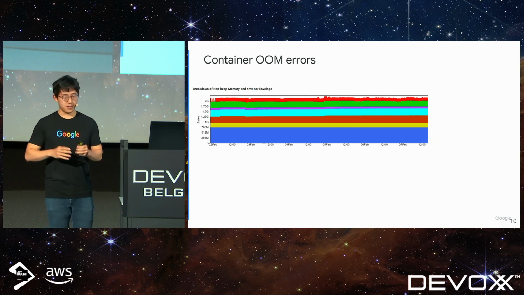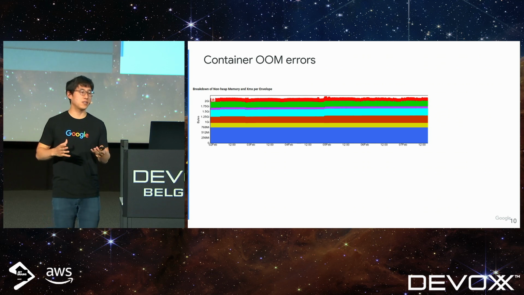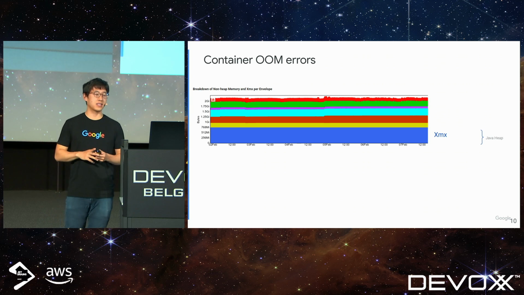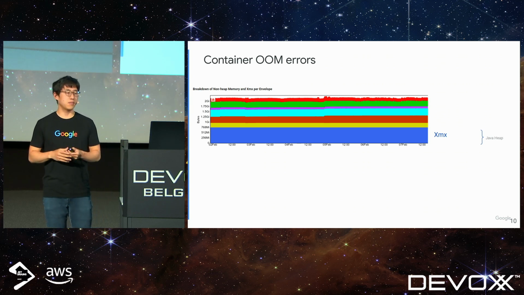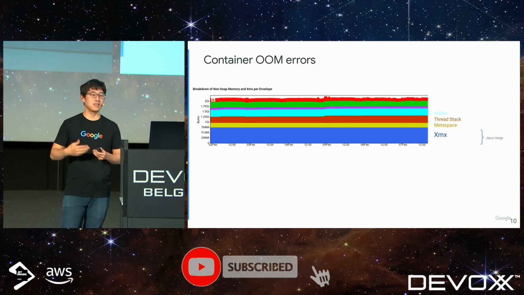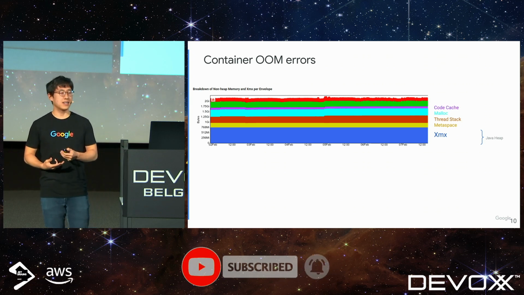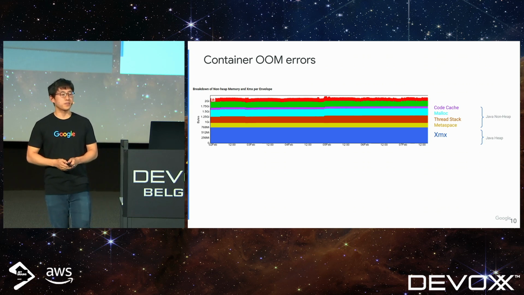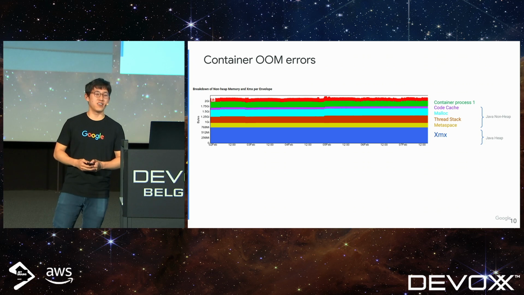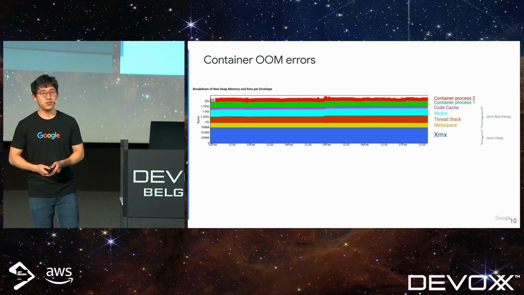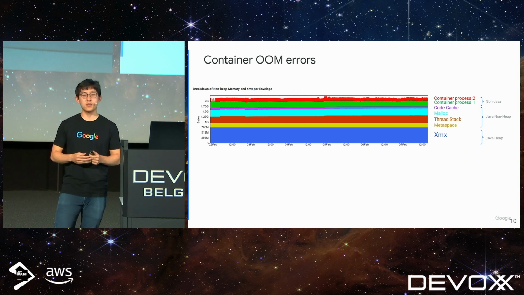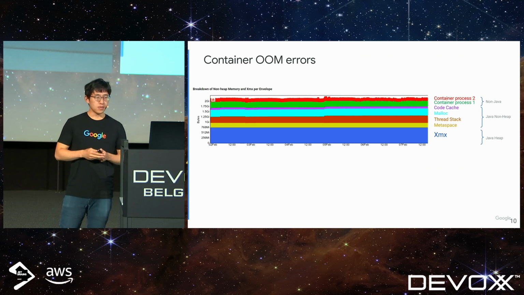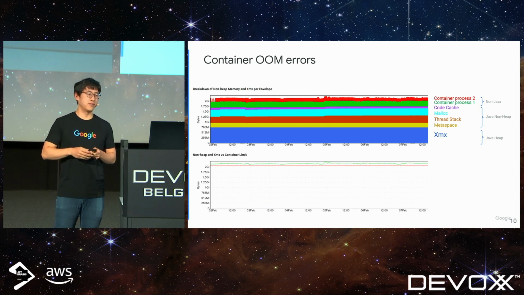Well, at Google, we have ways to track the various RAM consumers inside a container. So looking kind of similar to the previous model, we have the Xmx, which is the maximum Java heap. And then we have things like the metaspace, thread stack, malloc, code cache. Those are all RAM consumers part of the Java process, but unrelated to the heap. And then we have, without loss of generality, container process 1 and container process 2, which are simply the RAM consumers of the non-Java processes inside the container. So if we sum these all up, we have this green line.